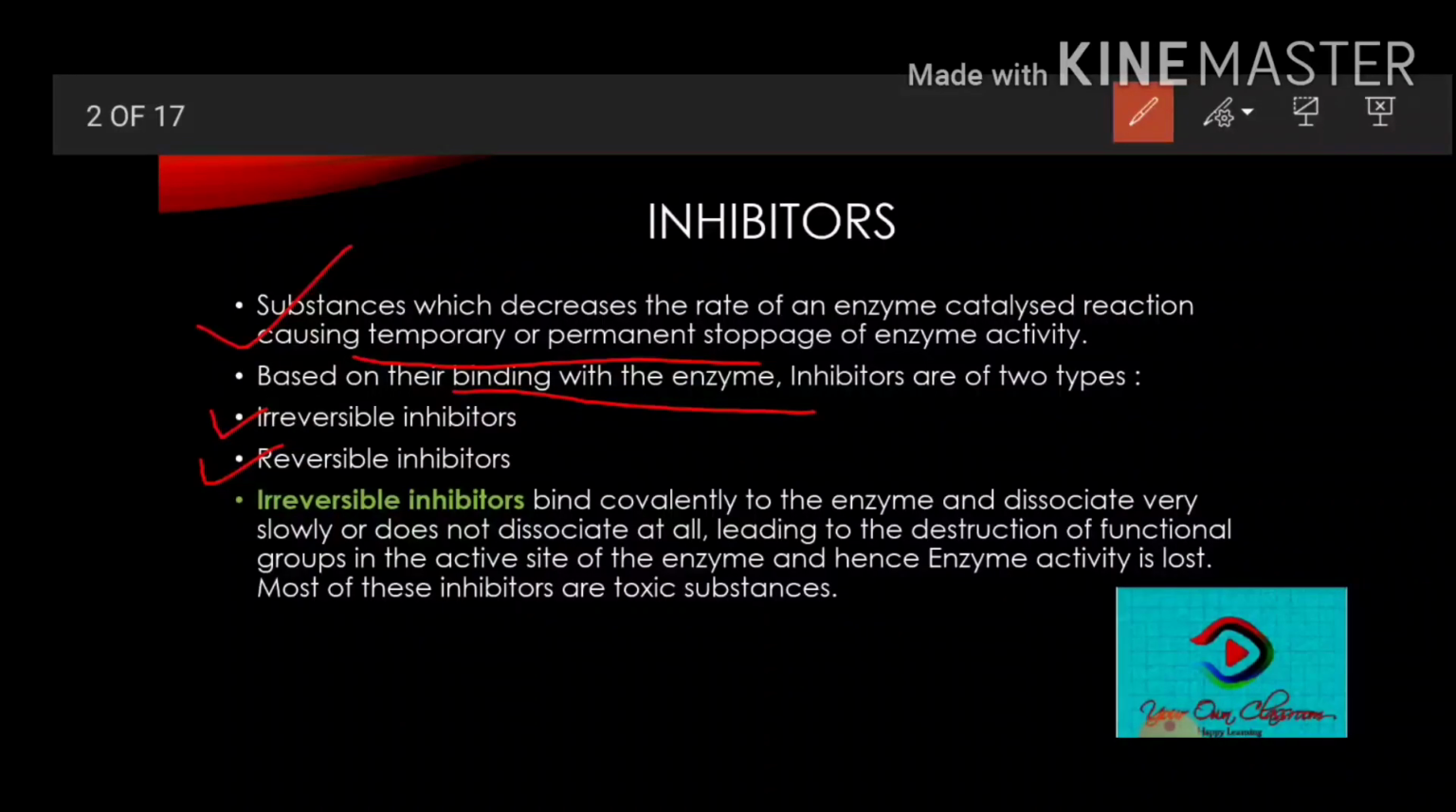So first we will look at irreversible inhibitors. Irreversible inhibitors bind covalently to the enzyme, meaning they bind strongly to the enzyme and either dissociate very slowly or do not dissociate at all, leading to the destruction of the functional groups in the active site of the enzyme, and hence the enzyme's activity is lost. And most of these inhibitors are toxic substances. So as the name suggests, once irreversible inhibitors bind to the enzyme, its activity can't be reversed.